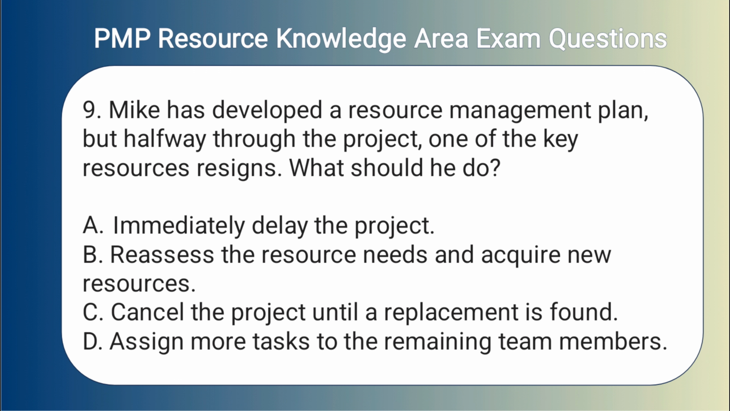9. Mike has developed a resource management plan, but halfway through the project, one of the key resources resigns. What should he do? A. Immediately delay the project. B. Reassess the resource needs and acquire new resources. C. Cancel the project until a replacement is found. D. Assign more tasks to the remaining team members.